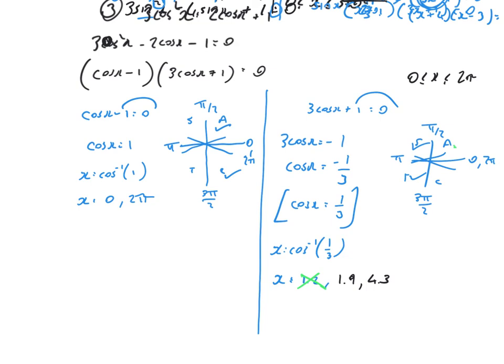Okay, final move. Let's put things in order. So it's going to be 0, 1.9, 4.3, and 2 pi. That's about 6.2, so that'll be the last one. Final answer.